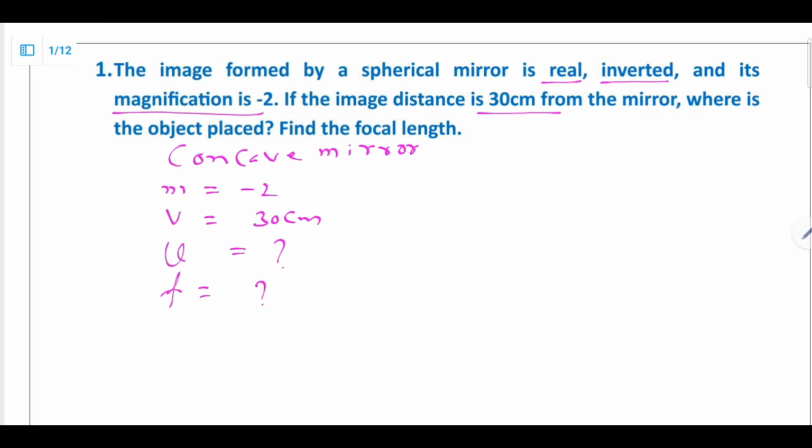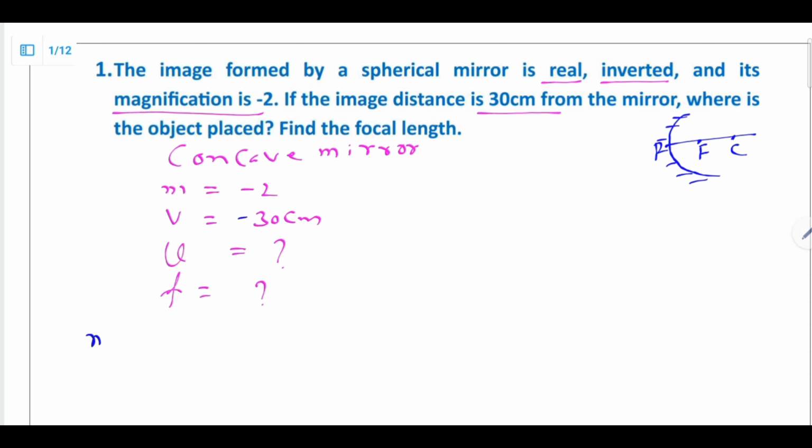Before solving the problem, we need to write the sign conventions for the given measurements. So the image distance is 30 centimeters. A real image means the image is formed on the screen, which means it is formed before the mirror. The distances taken before the mirror are considered negative. So v equals -30 centimeters.